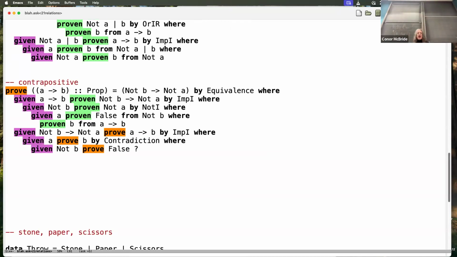Okay, so I've got slightly more chance now. I've been given not B, and I also know A. So now I'm in good shape, I think. Let's go from not B implies not A.